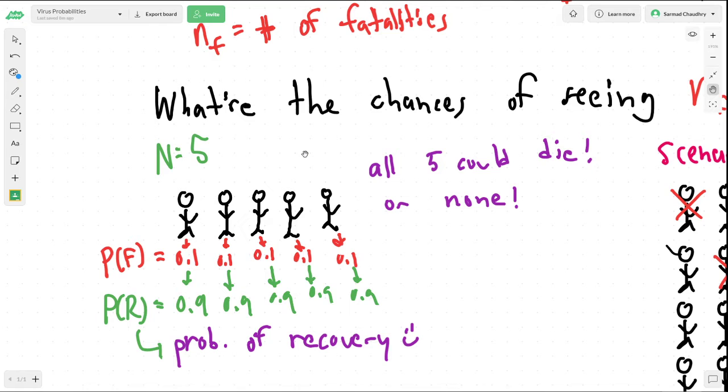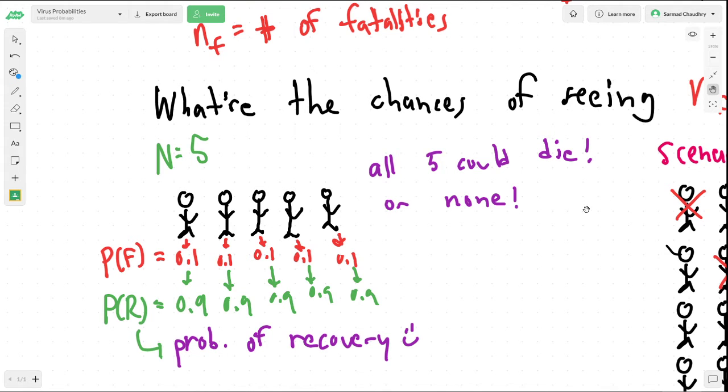So already we know we can't just multiply our probability by the number of people and get the people who will actually die. That just gives us an expectation. On average, if you had thousands of samples of these 5 people, on average, half a person out of those 5 will die, right? But of course, in many of those cases, all 5 could die, right? Even if it's a 10% chance, that's still very possible.